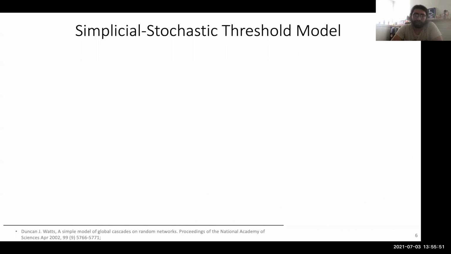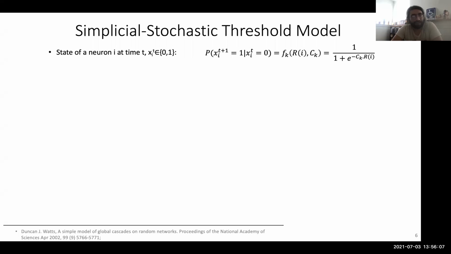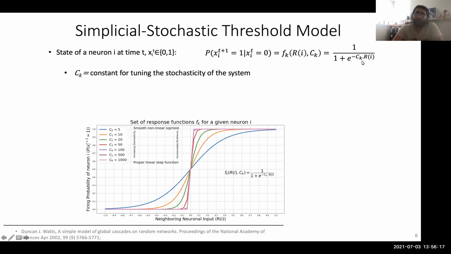In our model, which is a Simplicial-Stochastic threshold model, every neuron can have either of two states, on and off, and there's no recovery. So you can think of it as the SI model, and the probability of activation for each neuron at any given time is given by this Hill function, where you can tune the stochasticity depending on this constant C. If C is low, the system is going to be more stochastic, which is like a sigmoid function. If C is high, the system is going to be more deterministic, looking more like a proper step function.